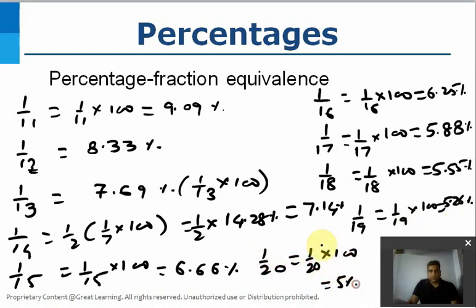So just have a look at these values. 1 by 11 is 9.09%. Similarly, suppose you need to find out 2 by 11. So 2 by 11 will be nothing but 2 multiplied by this, it will become 18.18%.